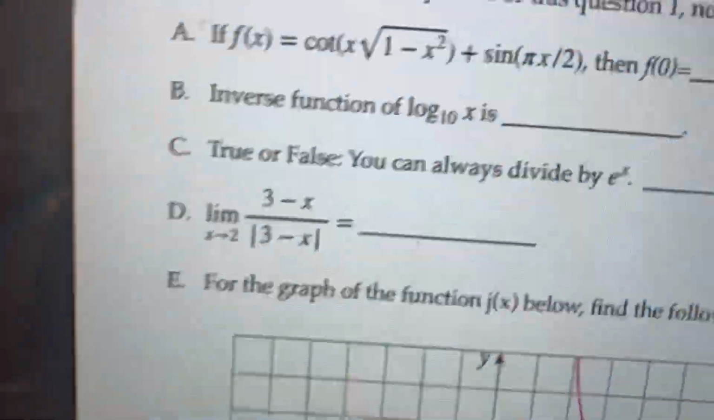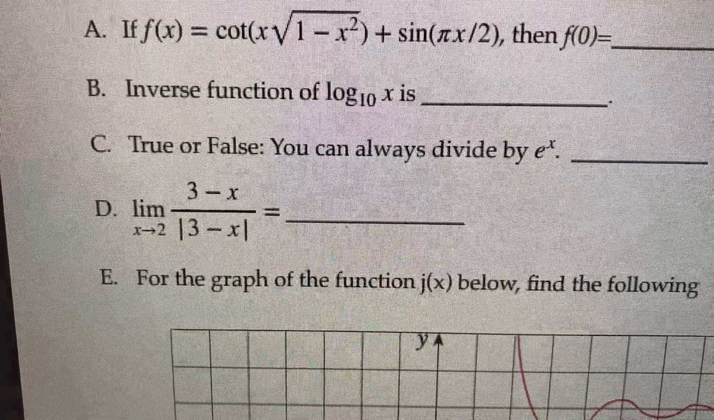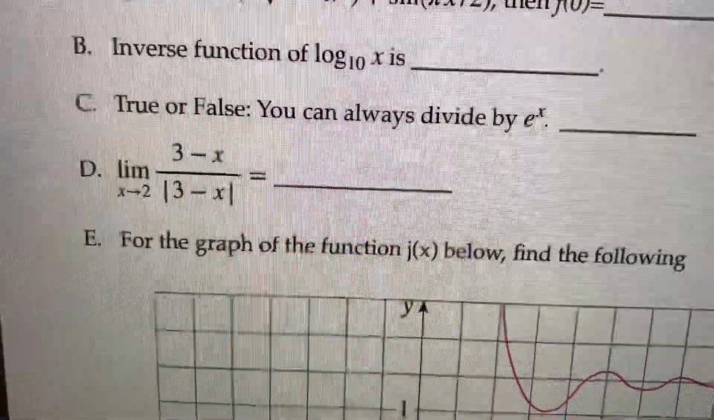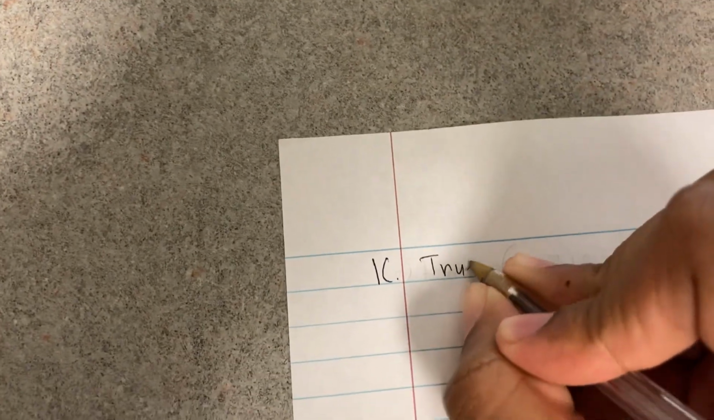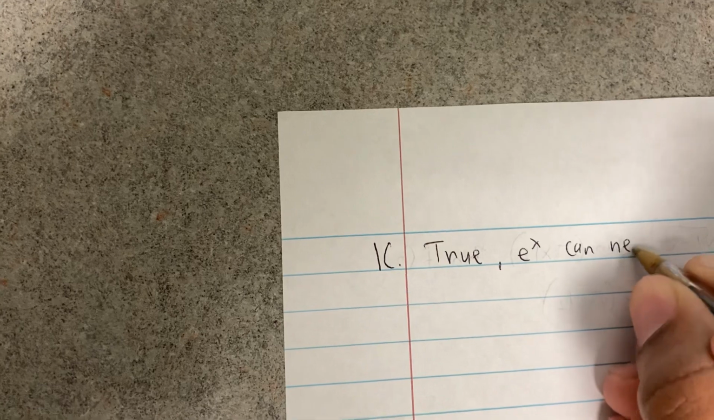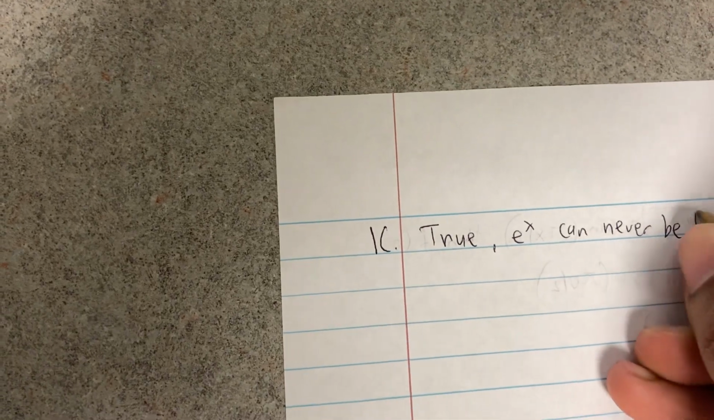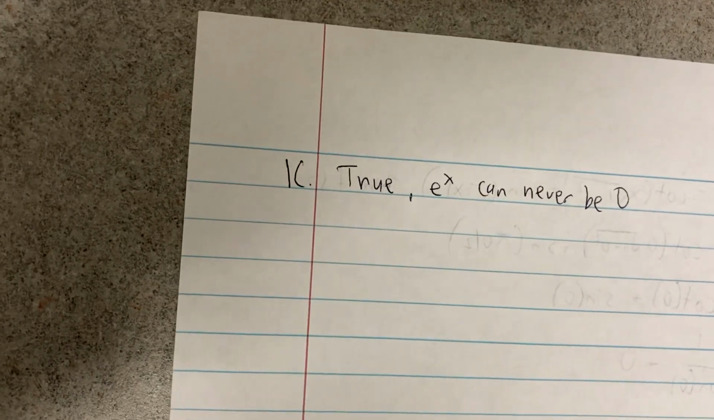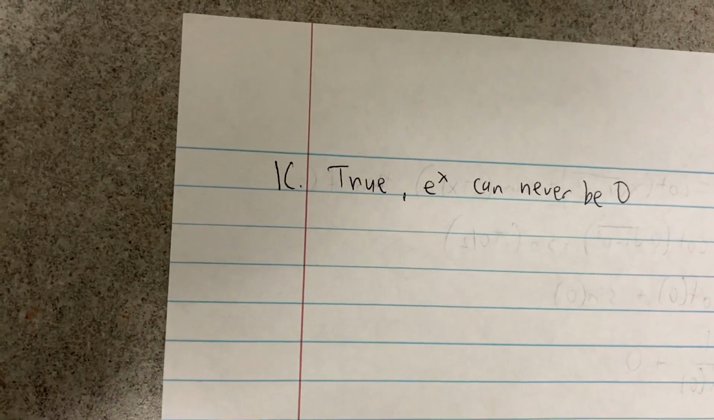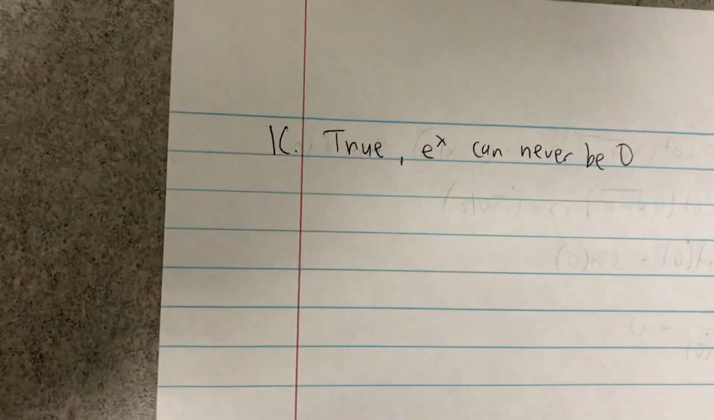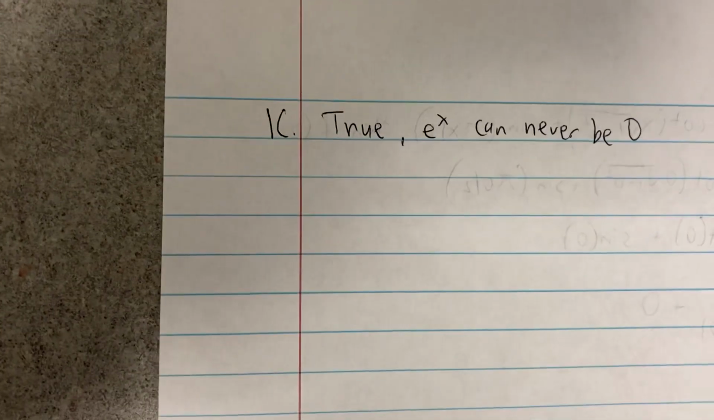Now the next one is 1c, which asks, true or false, you can always divide by e to the x. Now that answer is true because e to the x can never be 0. Now that just basically means like whenever you divide by 0, the function is undefined or does not exist, or infinity, some kind of thing like that. So if e to the x can never be 0, that means you can always divide by it.